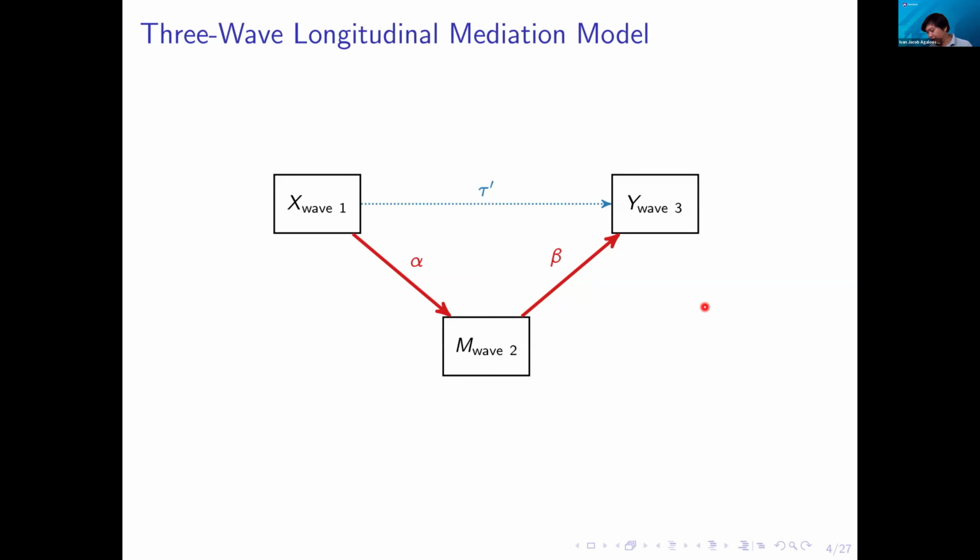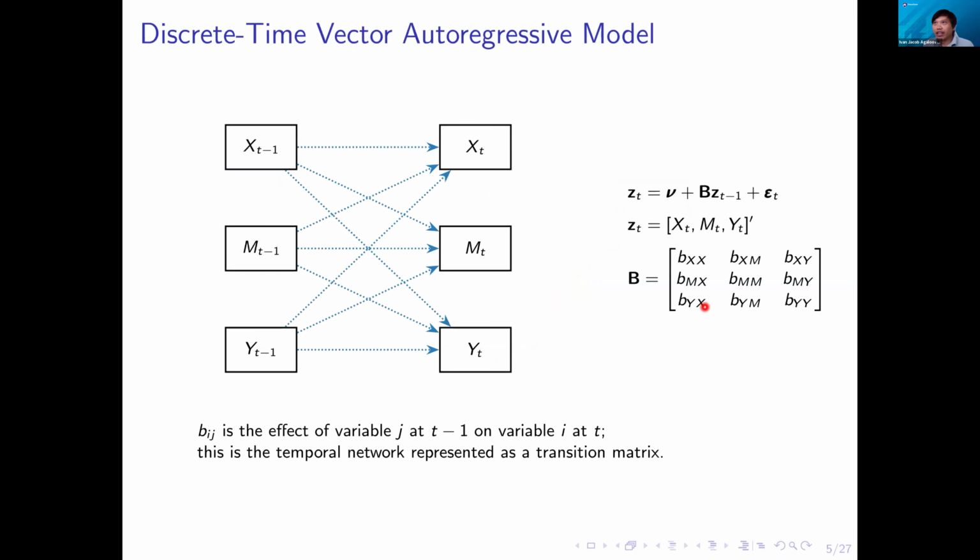We can think about it in terms of a discrete-time vector autoregressive model that previous speakers have already talked a lot about. In this particular example, we don't just have 3 snapshots. For example, if we're measuring stress, coping, and mood, let's say, every day for, let's say, 30 days, or if we have a more fine-grained way of doing that, let's say we're measuring it every hour.